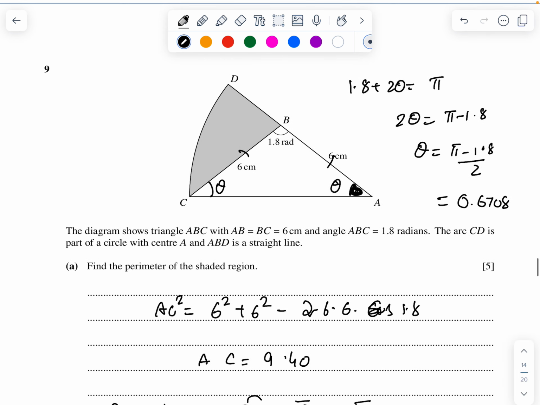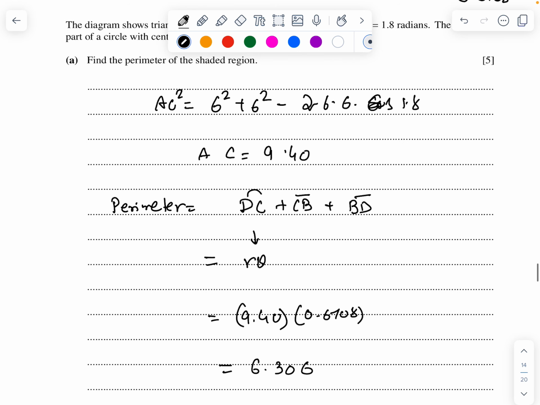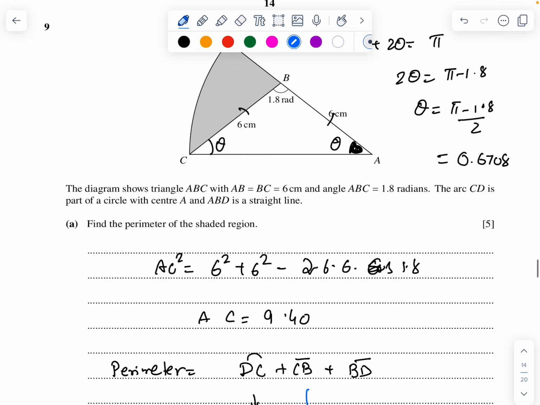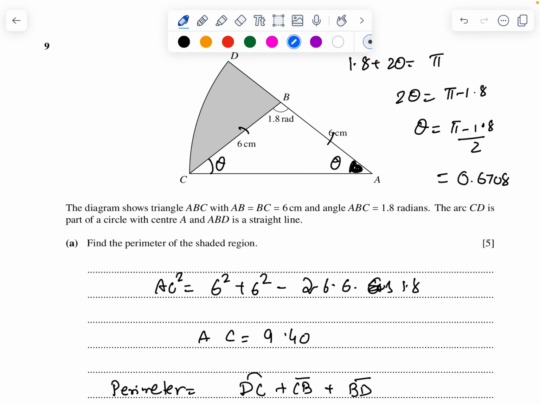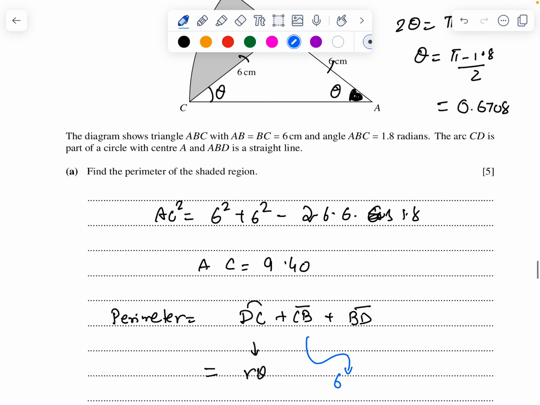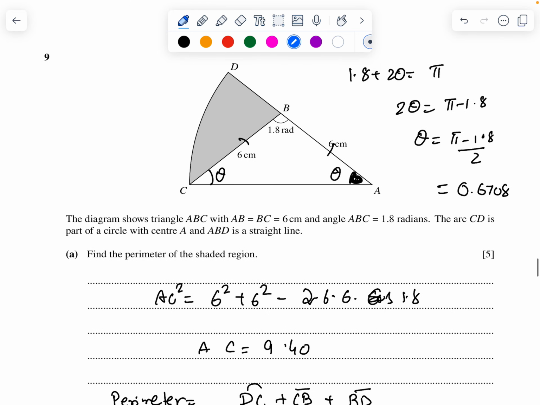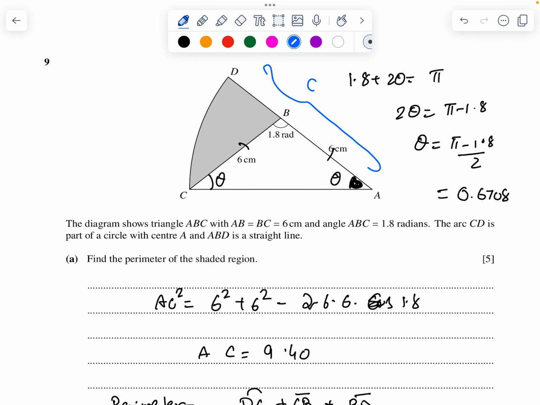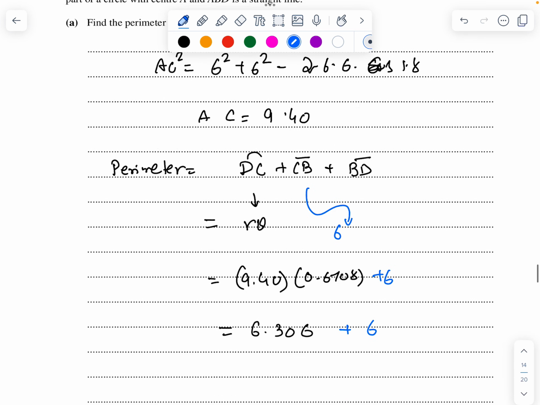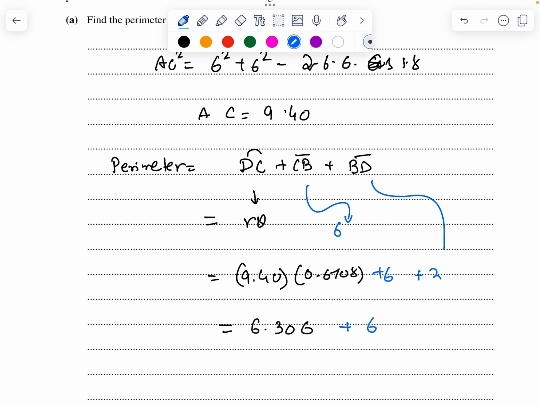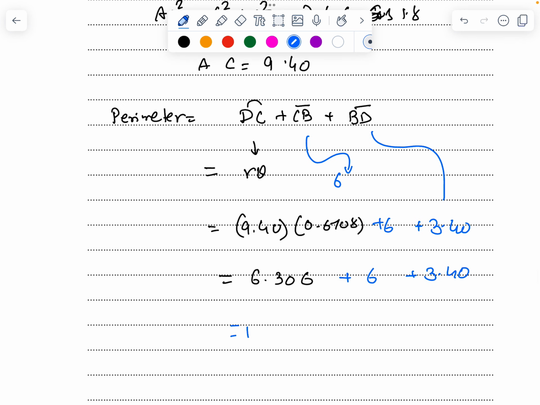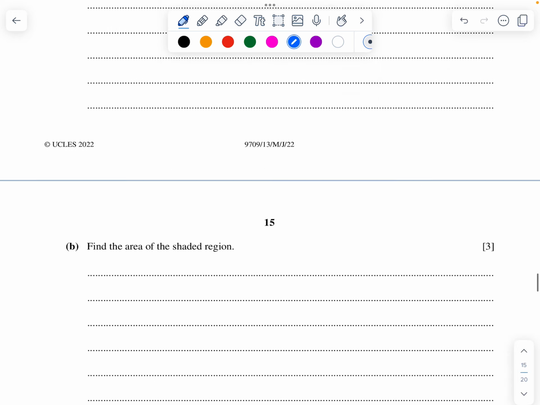Next is nothing but what? CB and BD. CB is going to be nothing but how much? 6 plus 6 plus 6. Next I need to know BD length. So we know this total length is nothing but what? 9.40. This is already 6. So this has to be 3.40. So plus BD's length is 3.40, plus 3.40. Simplify that. You should be getting 15.7 as the answer.